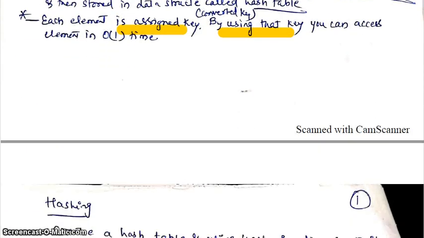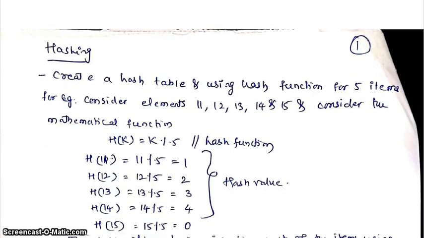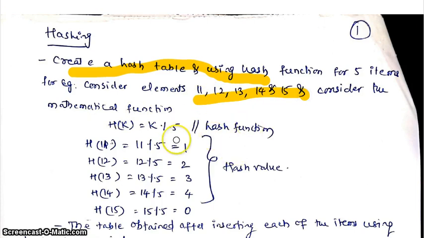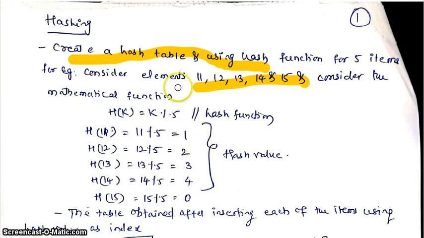But to make this work, we need to use techniques. We need to use hash functions. For example, create a hash table using a hash function for 5 items. These are the 5 items that need to be stored in a hash table. So hash will store all this information in a hash table.